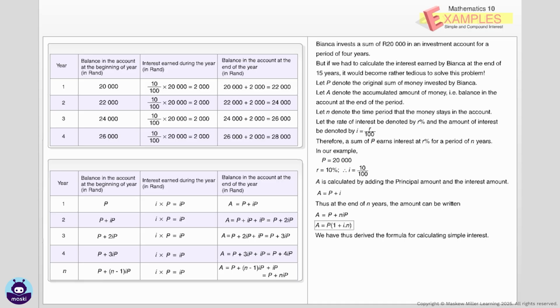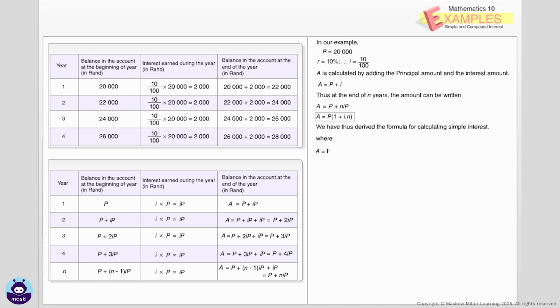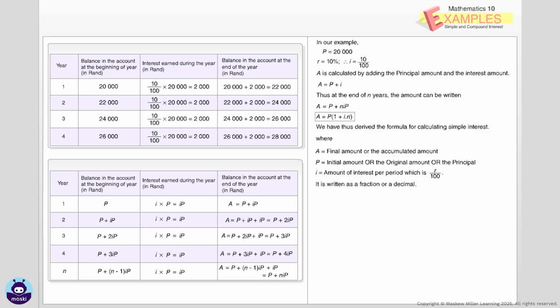Remember what the 4 key variables stand for. A equals final amount or the accumulated amount. P equals initial amount or the original amount or the principal. I equals amount of interest per period, which is R over 100. It is written as a fraction or a decimal. N equals time period in years.